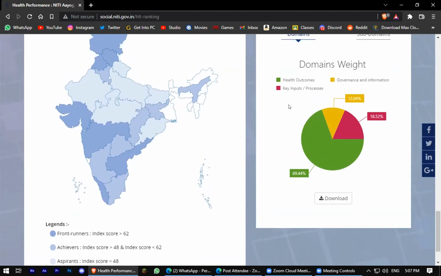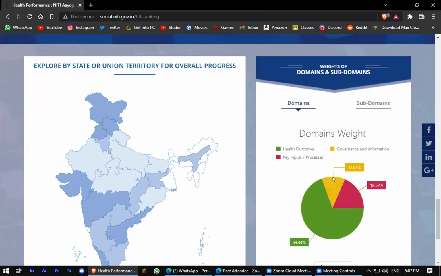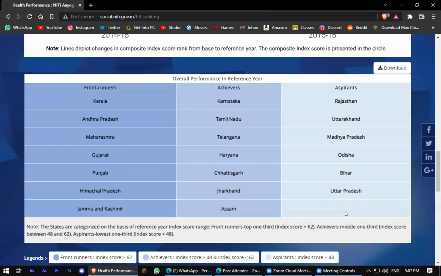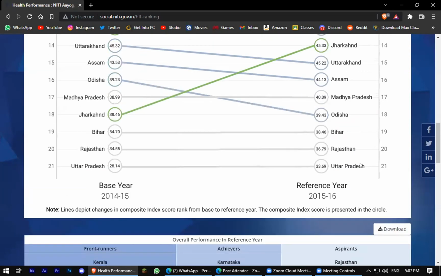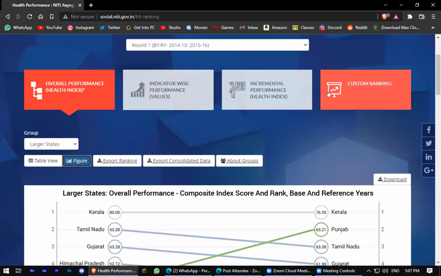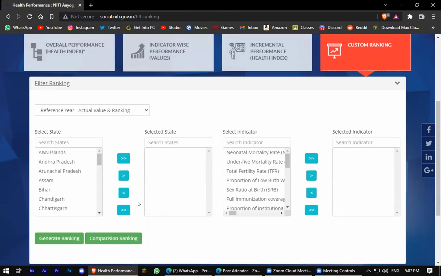Whenever we are taking into account 60%, 69.44% is of health outcome, 18.52% is key inputs and process, and 12% is governance and information. So again, governance and information is even lesser than the key inputs and the process. This can be one of the questions. Okay, and on what basis are this front runner, achiever or aspirants given? Custom ranking. Okay, now let us see.